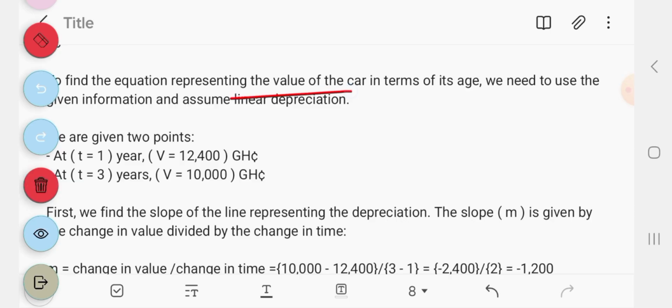To find the equation representing the value of the car, we need to use the information given. So what you are asked is to find the equation. Now to find the equation, we look at the time. That's the first year. The value of the car was 12,400. The third year, the value of the car was 10,000. So we just have to find the gradient. So change in value of the car over change in time.